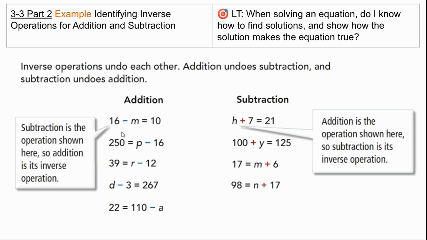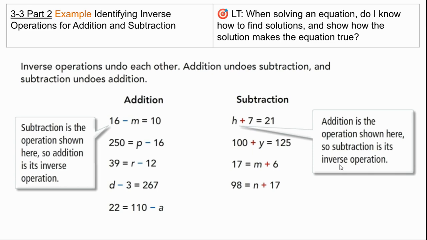How did I know which number each time? I was picking the number that was on the side of the equation that was with the variable. Here, the 16 is with the M, the 16 is with the P. The 12 is with the R, the 3 is with the D, the 110 is with the A.